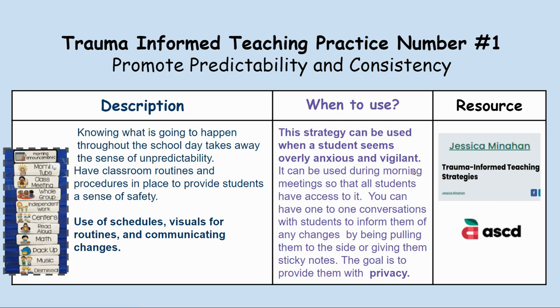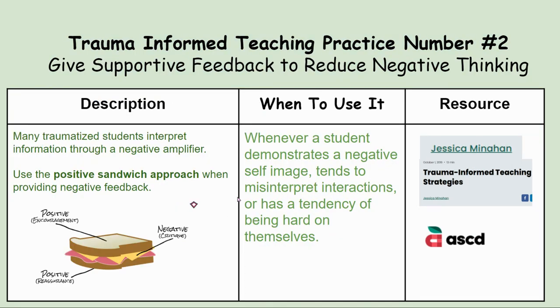So we will be using some of the strategies she gave us. The second one, give supportive feedback to reduce negative thinking. This is huge. Children who endure trauma see themselves through a very negative lens in the world. So many traumatized students interpret information through a negative amplifier. It's important to use the positive sandwich approach when providing negative feedback.